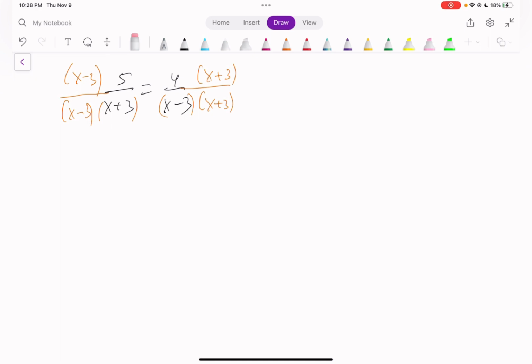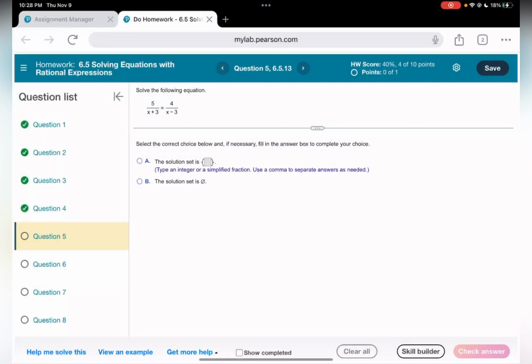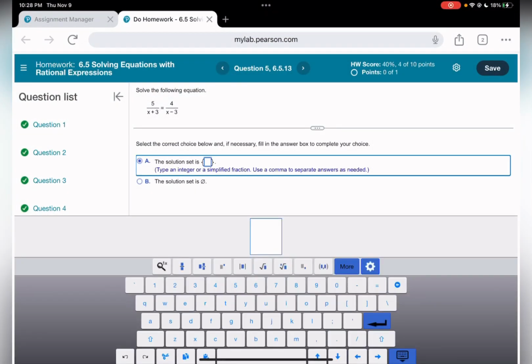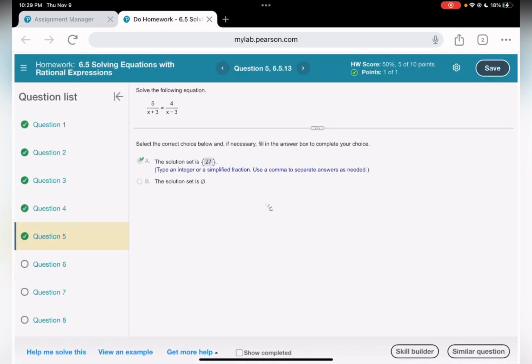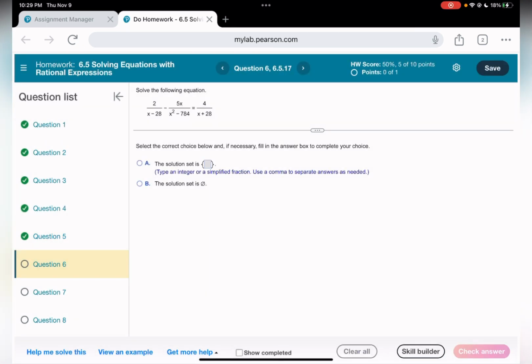Okay, and as a result, we can throw out the denominator and get 5 times x minus 3, so 5x minus 15 equals 4x plus 12. From here, x is equal to 27. Going back and solving. There we go. Well done.